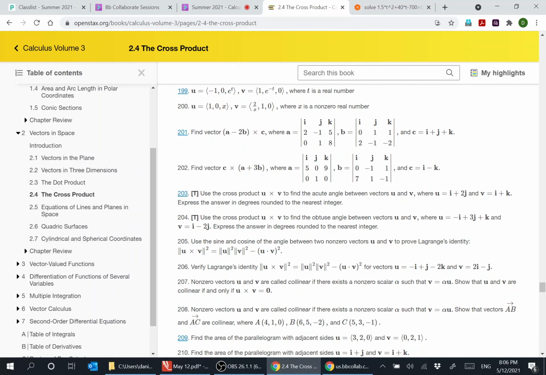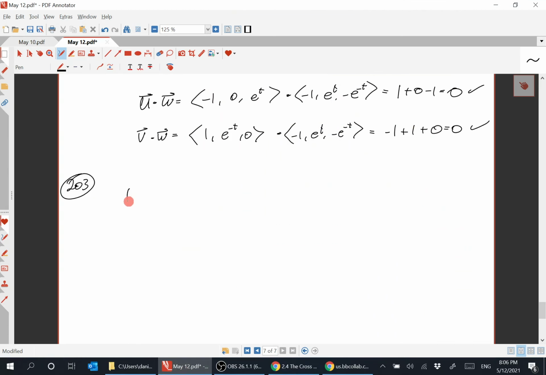Use the cross product to find the acute angle between vectors u and v, which are (1, 2, 0) and (1, 0, 1). So u is (1, 2, 0). v is (1, 0, 1). So first of all, let us calculate u cross v.